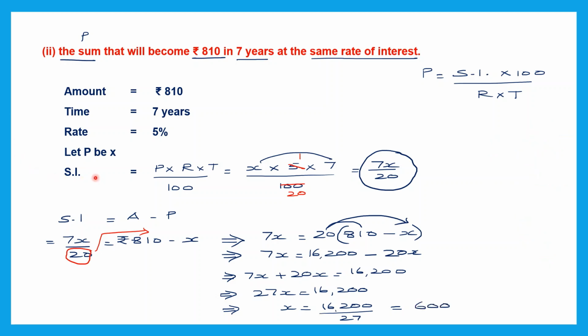So according to my statements, what is x? Let P, or the principal, be x. So I have found the principal. Let's write that down. So principal is equal to rupees 600. So this is my final answer, 600 rupees.